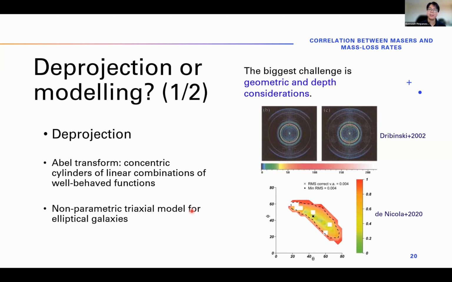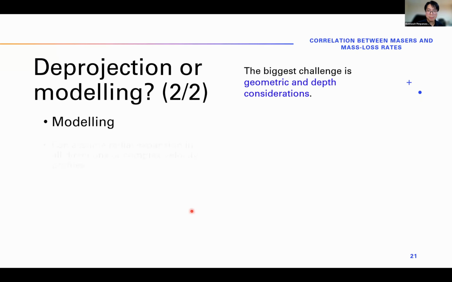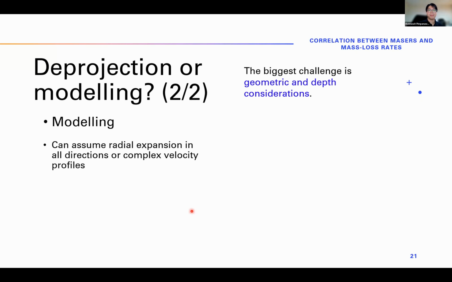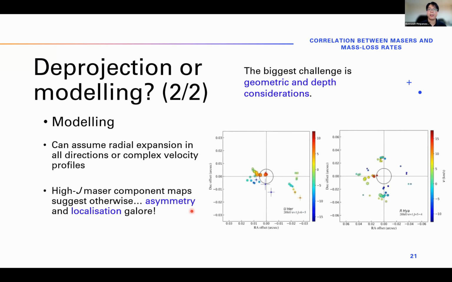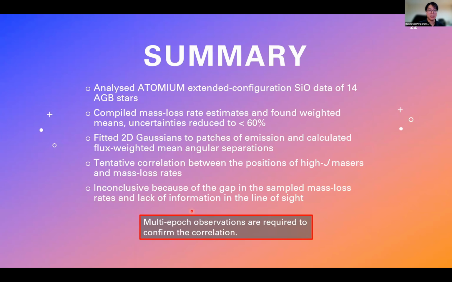So probably not ideal. Now, for modeling, we can assume, of course, that we get pulsations, and that means radial expansion in all directions, or even some complex velocity profiles. But then again, we have shown already that there is a lot of asymmetry and localization in high-J SiO masers. And so we've been working on a general 3D model of masers, and the progress is ongoing, so we'll keep you updated. I noticed that I've gone over time, so I'll just leave my summary slides here, and thank you very much for your attention.